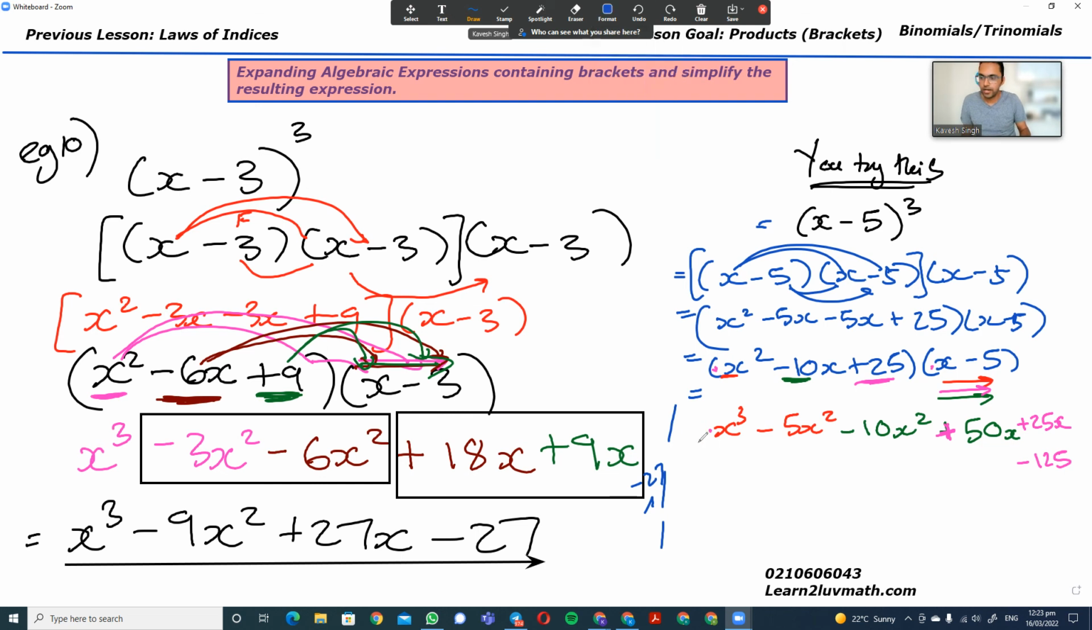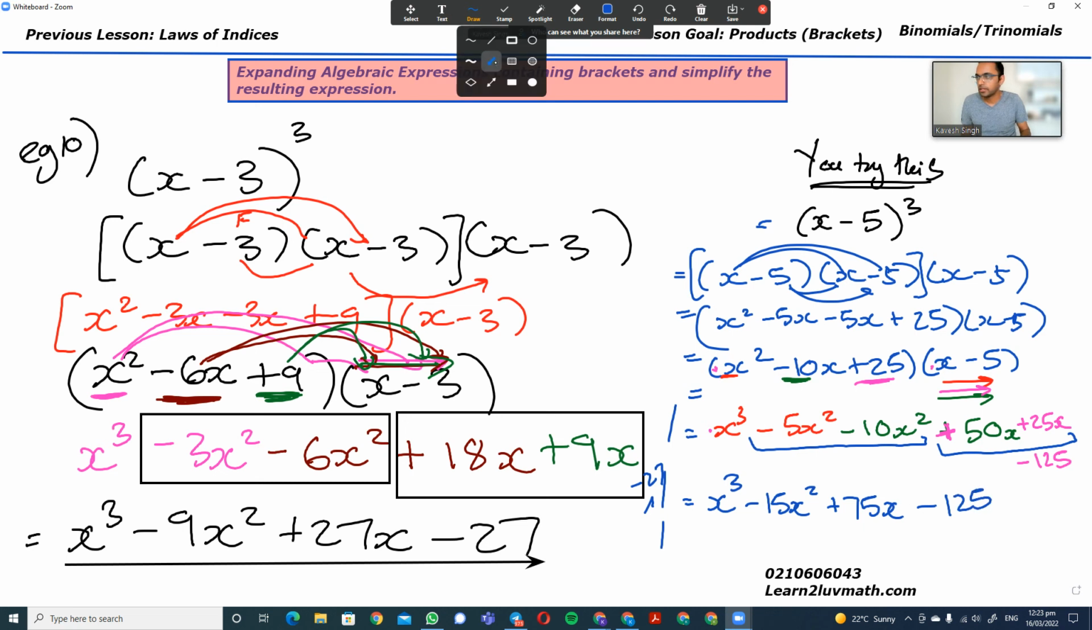We can now simplify and find our like terms, which are those two terms and those two. We end up with x cubed minus 5 minus 10 gets you minus 15x squared. 50 plus 25 gets you 75x minus 125. And that's my final answer for these. That's the last example for algebraic expressions, expanding brackets.